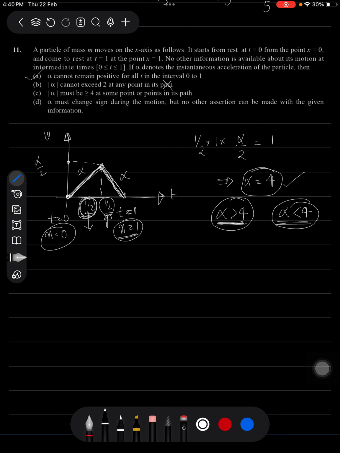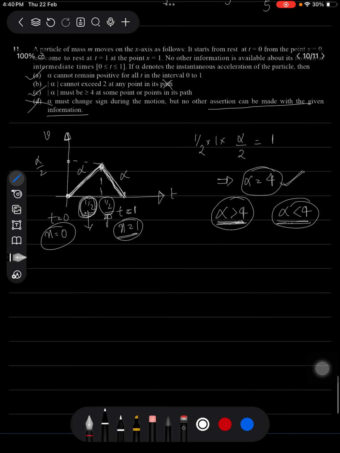And alpha can also be less than 4. In this case, it will accelerate with a small acceleration for a longer time, brake quickly and come to rest. So alpha can be 4, greater than 4 or less than 4. Some prediction can be done, and in option D they are telling no prediction can be done with the given information, so D cannot be correct. And C can be correct sometimes, when it accelerates quickly and then decelerates slowly, something like this, right? So A and C should be the correct options for this question.